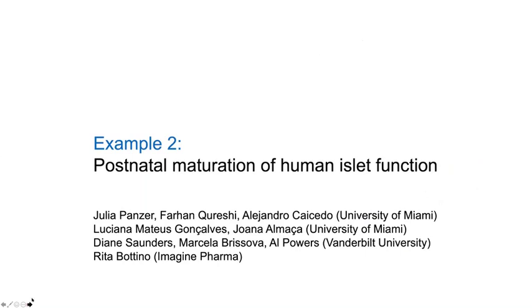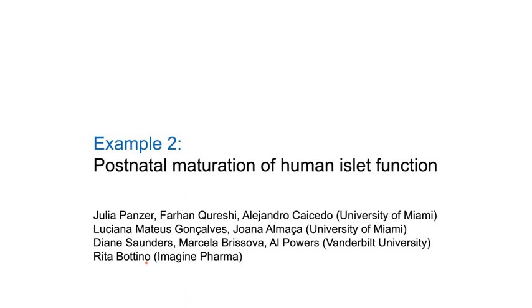A second example is a study that we started 2 or 3 years ago to look at the postnatal maturation of human islet function. Historically, it's been very difficult to get samples from very young donors. So this is, of course, a joint effort with other institutions: a collaboration between my lab, Joana Almaça's lab, and Vanderbilt, with Diane Saunders, Marcela Brissova, and Al Powers, and also Rita Bottino, who is mainly involved in isolating islets from young donors.